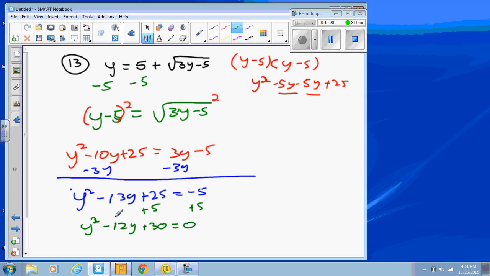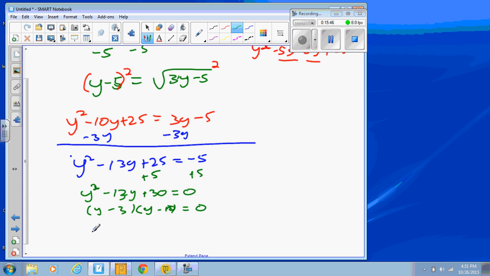And now I've successfully worked my quadratic equation so it equals 0, which means now I can factor this. And I have y and y. Two numbers that multiply to 30 and add to 13, that's going to be negative 3 and negative 10, because they're both negative, and that's what I get. So now, to solve that, I'm going to write y minus 3 equals 0. So y equals 3. Y minus 10 equals 0.